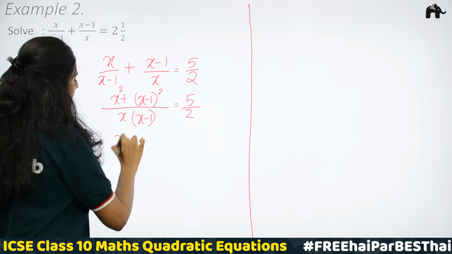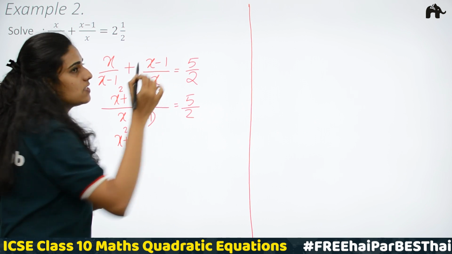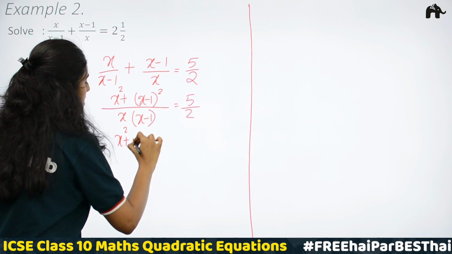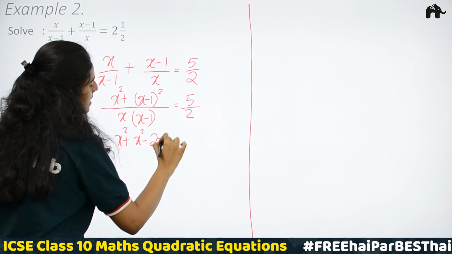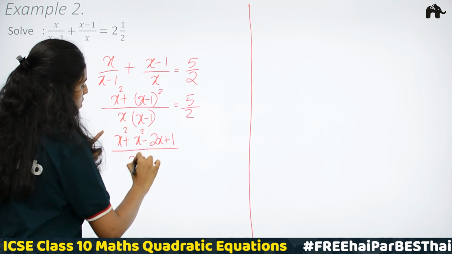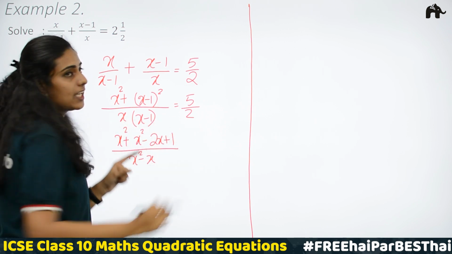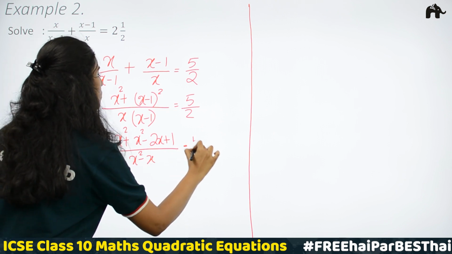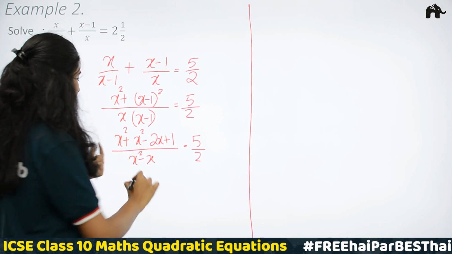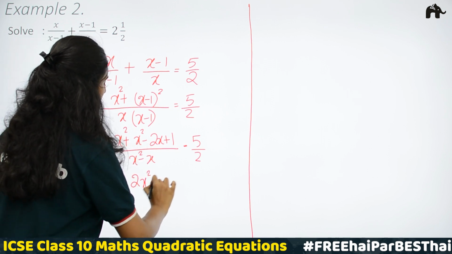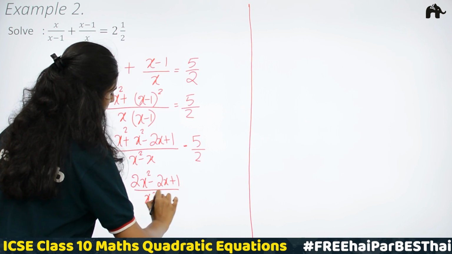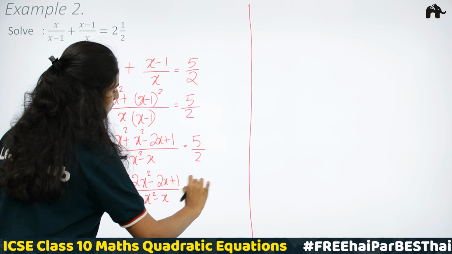That is x square plus (x minus 1) square. (a minus b) square is a square minus 2ab plus b square. This is x square minus 2x plus 1 divided by the denominator, we are having x square minus x, removing the brackets and multiplying. That is equal to 5 by 2. Okay. x square plus x square is 2x square. 2x square minus 2x plus 1 divided by x square minus x is equal to 5 by 2.